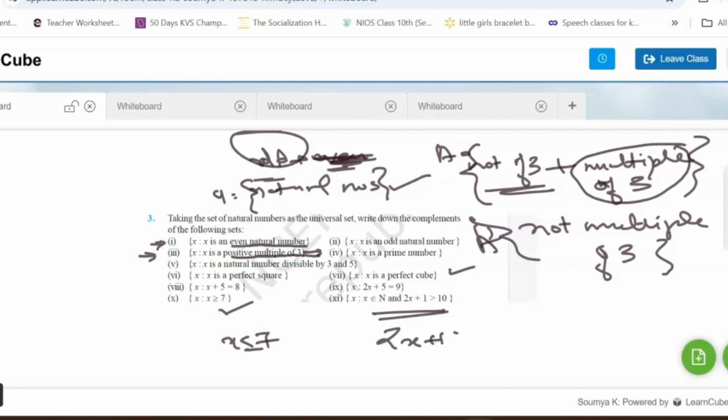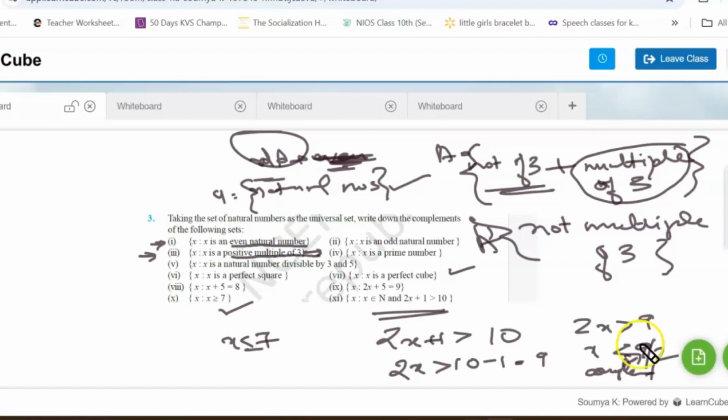Like 2x plus 1 greater than 10. It will be 2x greater than 10 minus 1, that is 9. So here it will be 2x greater than 9, and x greater than 9 by 2. So the complement of this will be the opposite, that is x less than or equal to 9 by 2. Okay, so this will be the solution for the complement. Hope you understood. Do the rest of the questions.